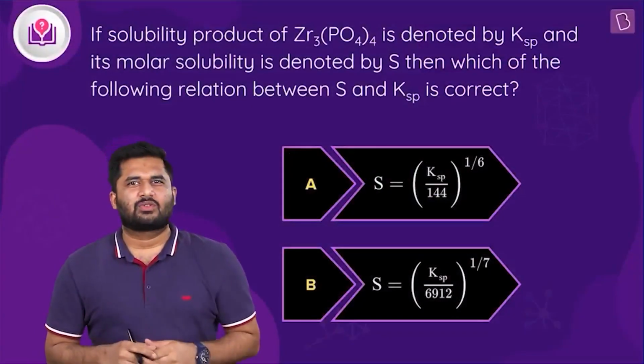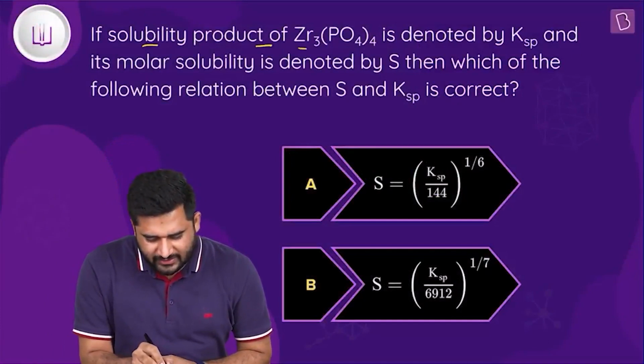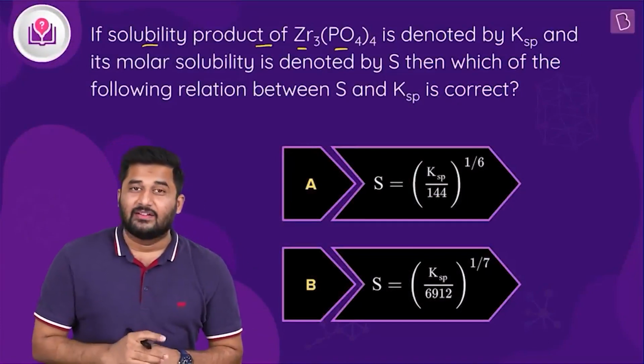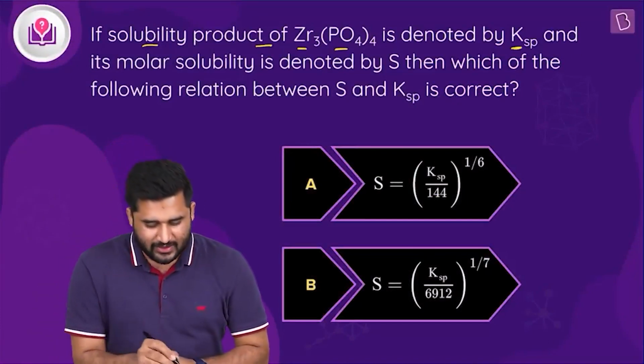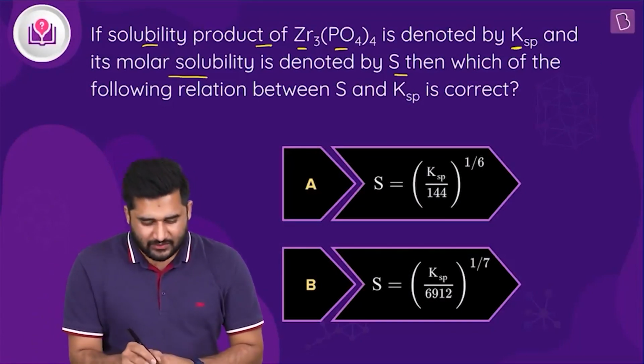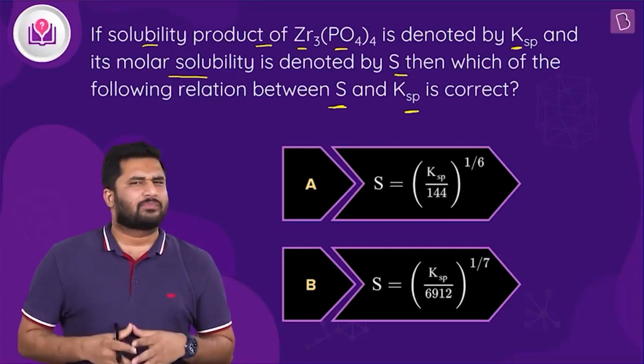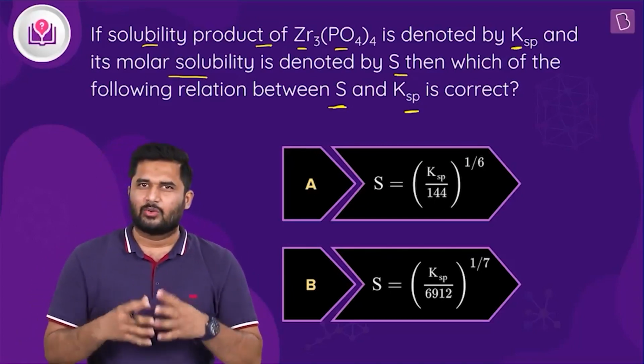Let's have a look at this question. The question is saying if the solubility product of zirconium phosphate is denoted by Ksp and its molar solubility is denoted by S, then which of these relations between S and Ksp is correct? Very basic question. Let us see how to answer.